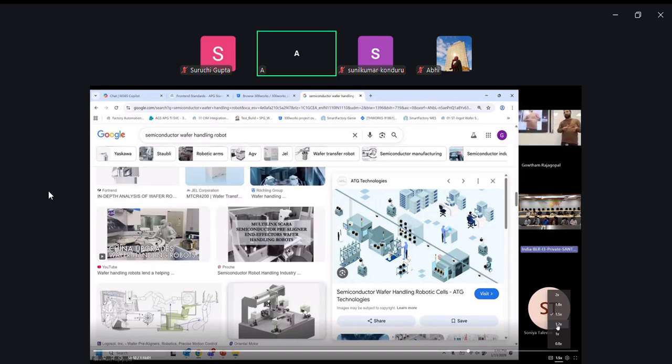The second is the test wafer. So before, when a new equipment comes in, so yes, okay.